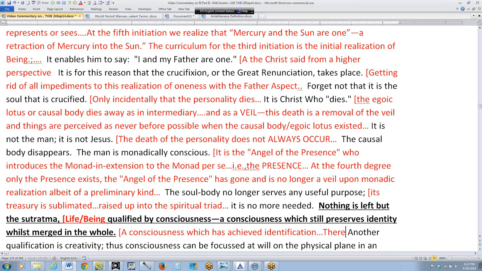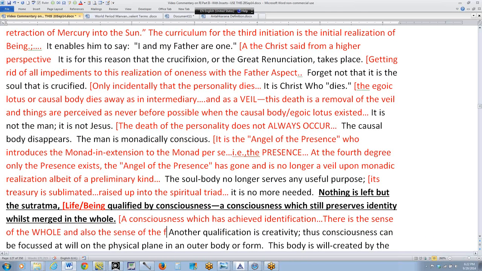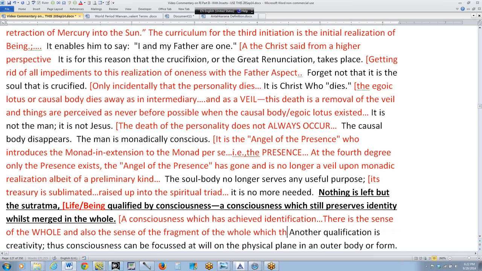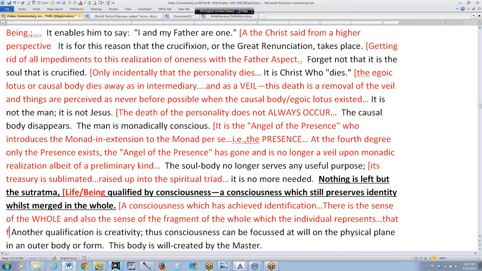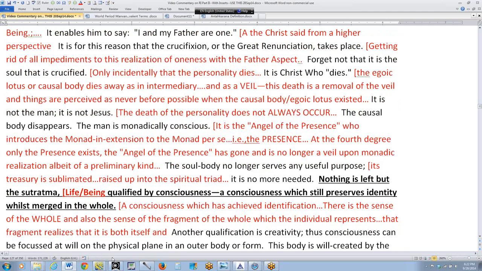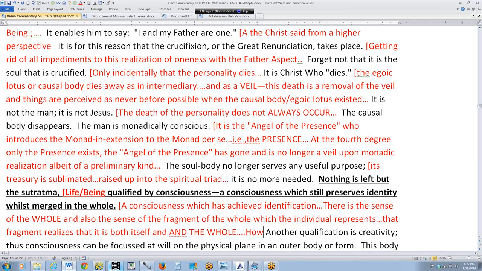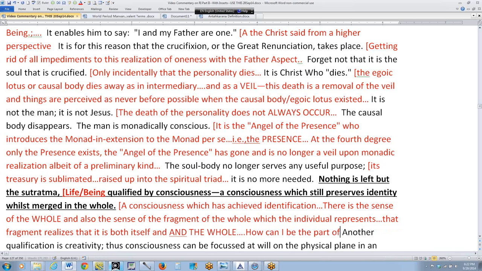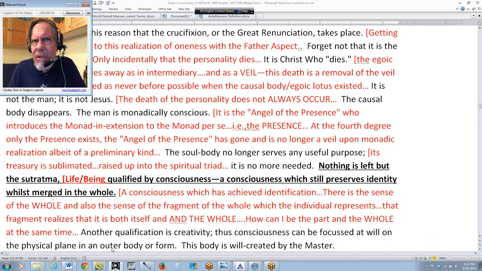So there is the sense of the whole, and also the sense of the fragment of the whole which the individual represents, and that fragment realizes that it is both itself and the whole. How can I be the part and the whole at the same time? But this is the kind of realization that we have, and DK talks about this realization of unity.